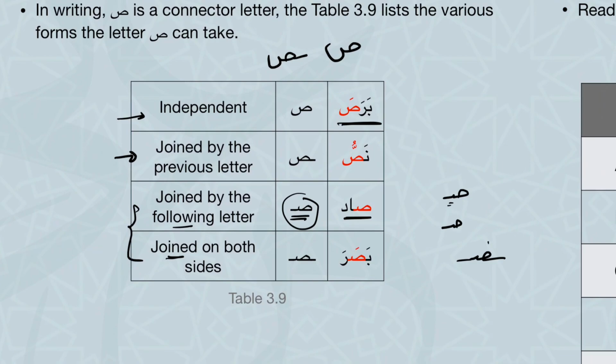برص برص، نص نص نص. Notice there's not much emphasis on the sound. It does not become o. No, it is نص نص. صاد بصر بص بصر.